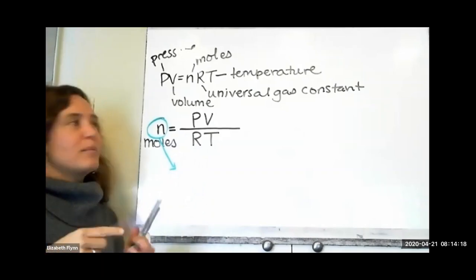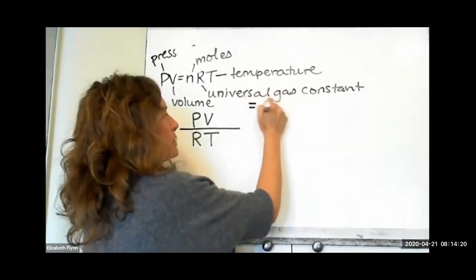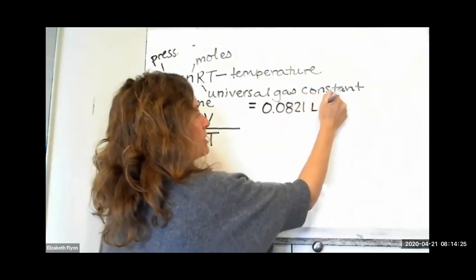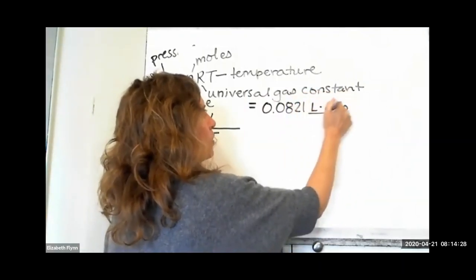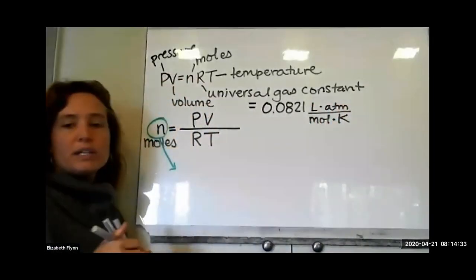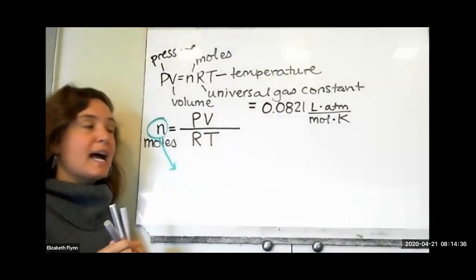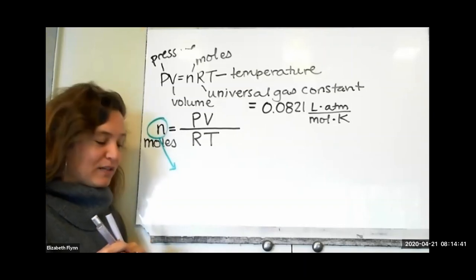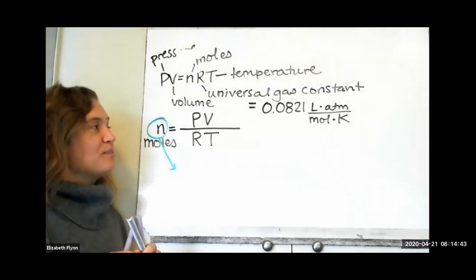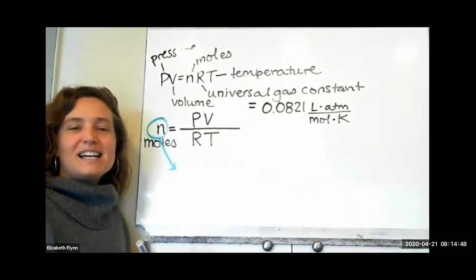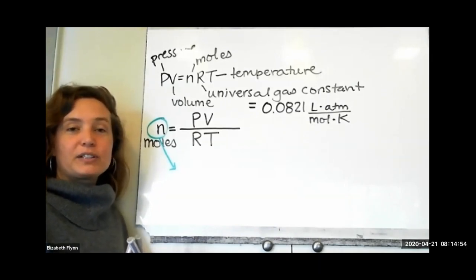And then R is a number that is equal to 0.0821 liters times atmospheres over moles times Kelvin. So the temperature today is going to have to be converted into Kelvin. The volume is going to have to be converted into liters, and the pressure of the gas is going to have to be in the unit of atmospheres.